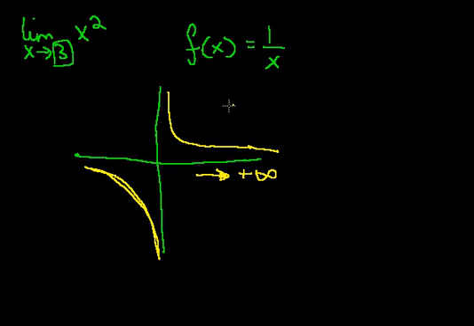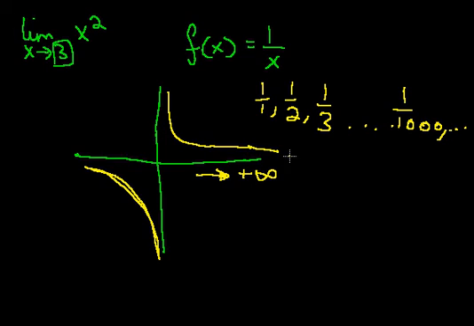And we can see that makes sense because, as we head towards infinity, we have 1 over 1, 1 over 2, 1 over 3, and that keeps going on to 1 over 1000, and it just keeps getting smaller and smaller and smaller, and it heads towards 0, but it never actually is 0.